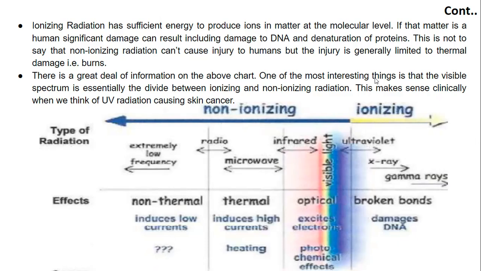So one of the most interesting things is that the visible spectrum is essentially divided between ionizing and non-ionizing radiation. This makes sense clinically when we think of UV radiation causing skin cancer, because UV radiation has a direct impact on skin cancer, and cancer is one result of ionization. So UV radiation does possess the property of causing ionization in the body, so it can cause skin cancer as well.